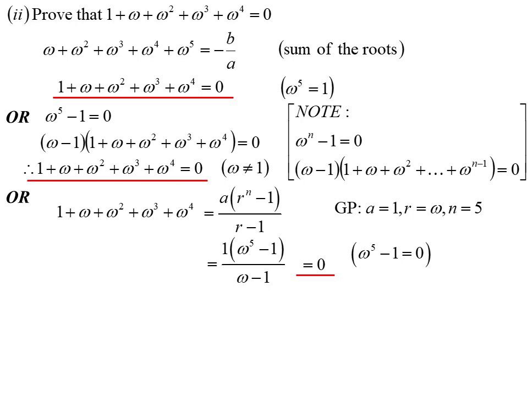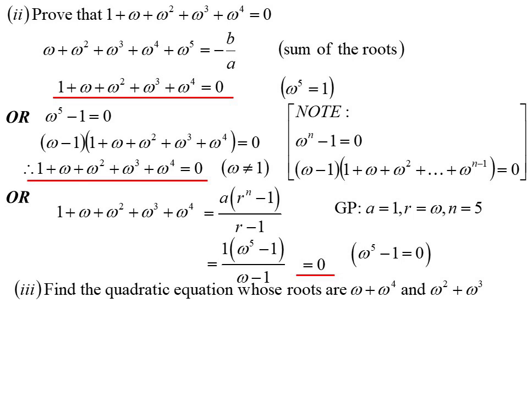There's 3 different ways we could solve that problem. And then they might get us to play around with them. We want to create a quadratic equation. The roots, we'll have 2 because it's quadratic. One of the roots is going to be omega plus omega to the power of 4. The other root is going to be omega squared plus omega cubed. What is the equation? Well, the sum of the 2 roots would be this.